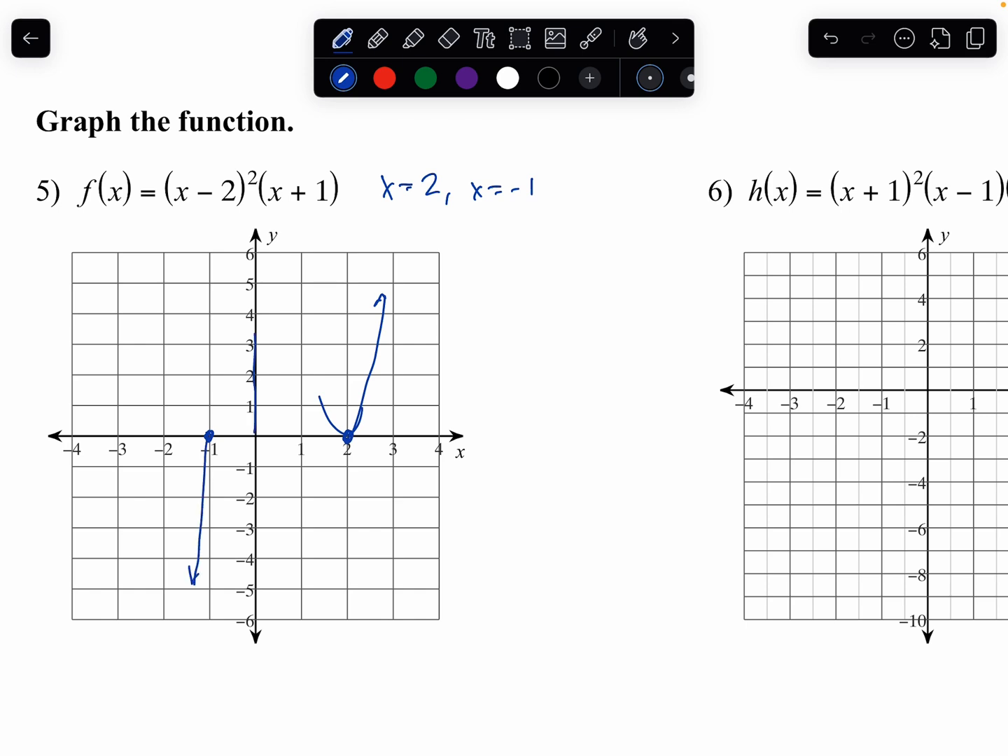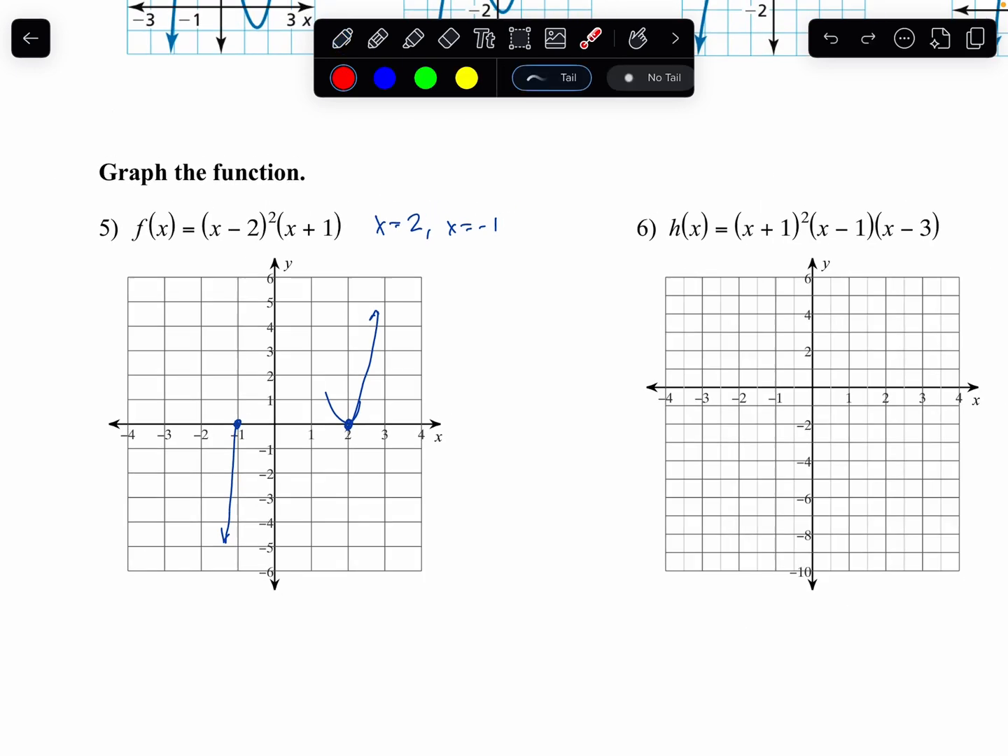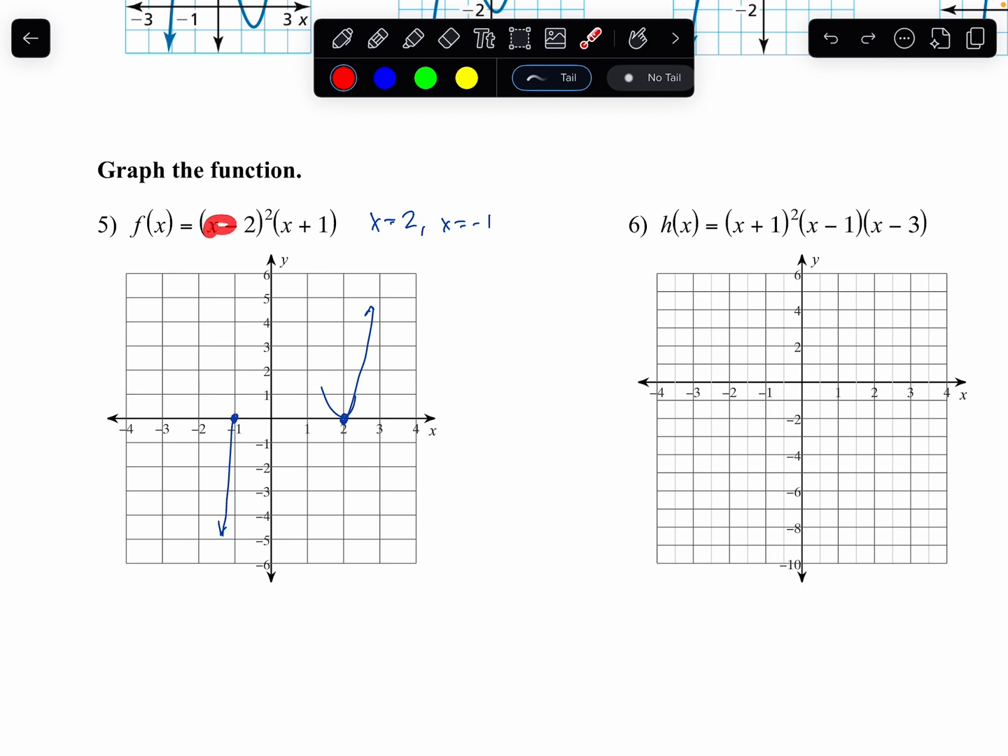So let's say I plug in 0 into the function. So if I plug in 0, this becomes -2 squared, which is going to become 4. If I plug in 0 here, that becomes 1. So then at x equals 0, it's going to be 4. If I plug in 1, I get 1 minus 2, which is going to be -1 squared. So that's going to be 1, times, if I plug in 1 here, that becomes 2. So it's going to be 2 right there. Okay, so I know that it's probably going to look something like that right there.